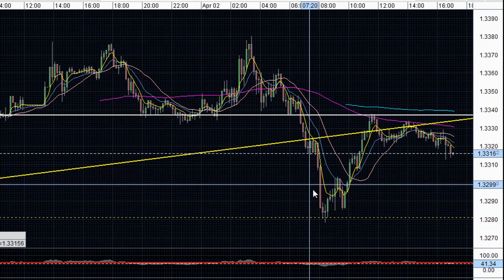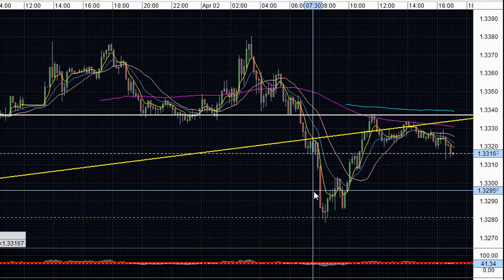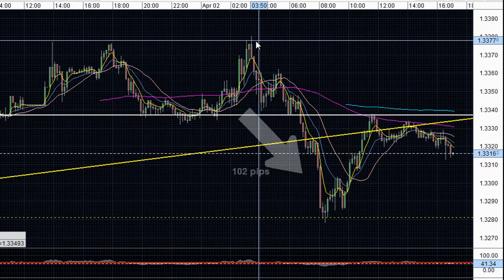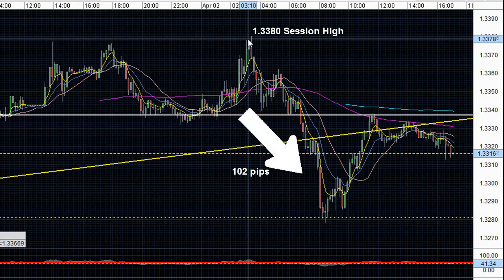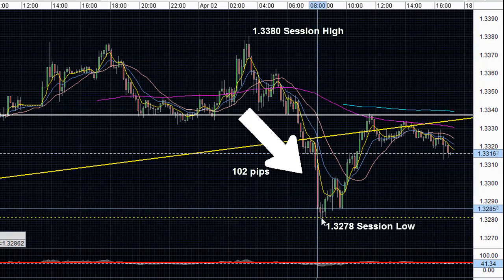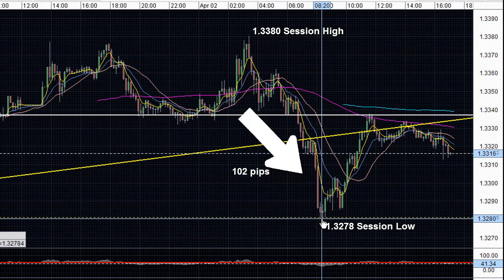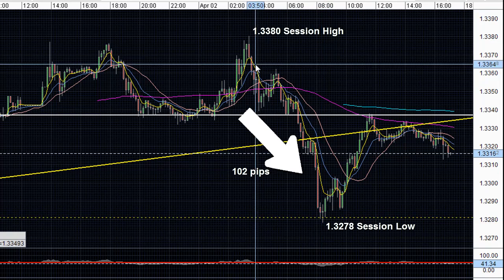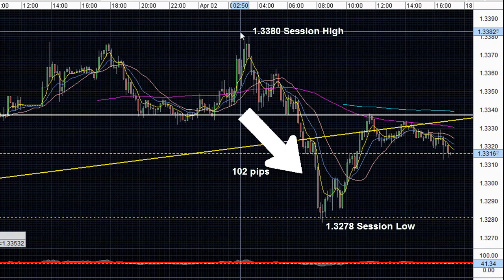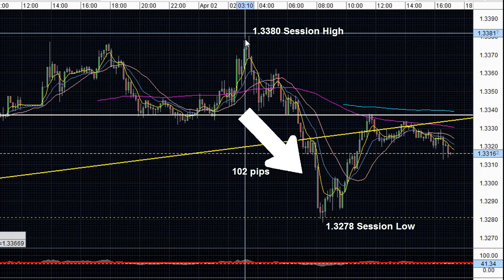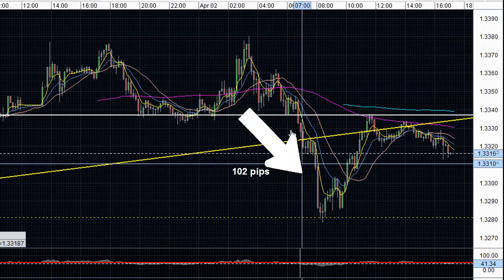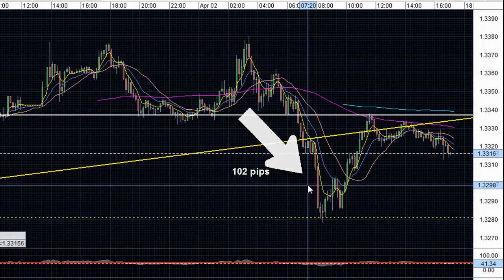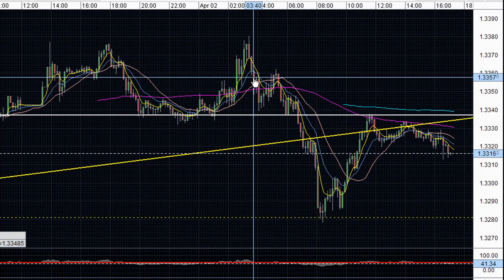The greenback strengthened during most of the European trading session, and the pair actually fell from its session high at 33.80 down to its session low at about 32.78. It fell about 102 pips from the high and low of the day, forming the high and low of the day. And this was done as a result of risk aversion and the poor PMI numbers that came out of the Eurozone.